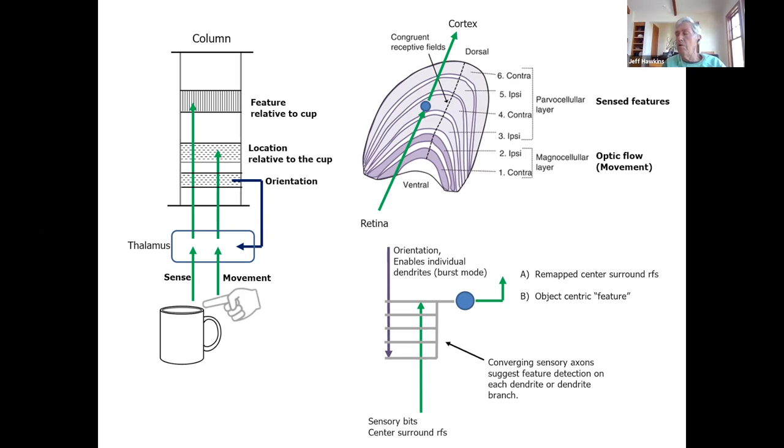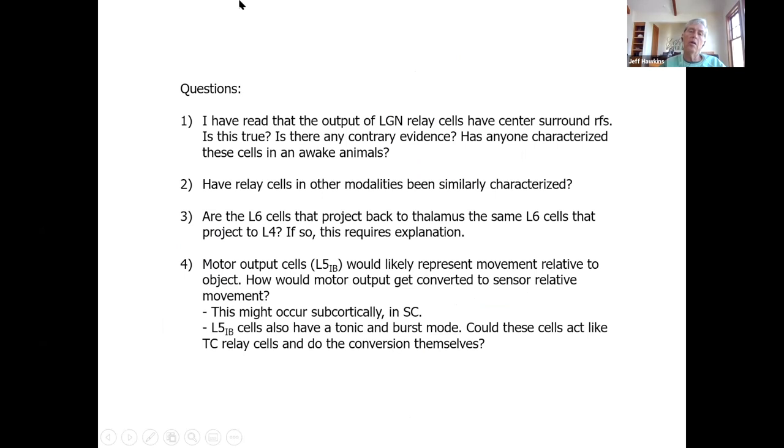Otherwise, you might say, okay, these cells in the retina are responding to edges, but why aren't we seeing that in the thalamus? Is that because people are looking at primates, as Marcus suggested, and other people are looking at rodents? Or, I don't know. So this leads to a set of questions. These are the questions I had.